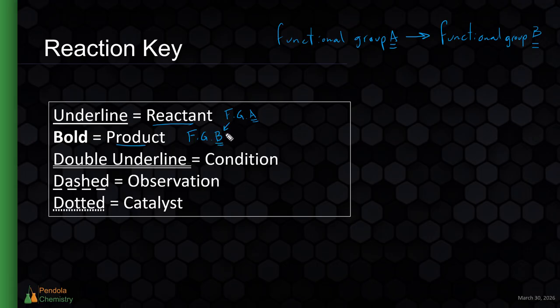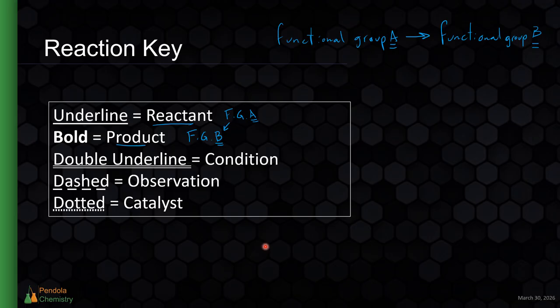So always be on the lookout for what the reactants are, which functional group, and what the product of that reaction is, what type of functional group it is. But then, apart from reactants and products, which are very standard for chemical reactions, there are three other things we need to be on the lookout for when it comes to organic reactions.